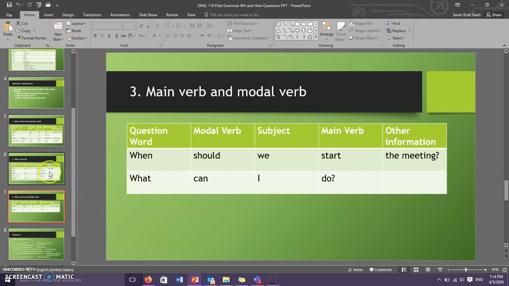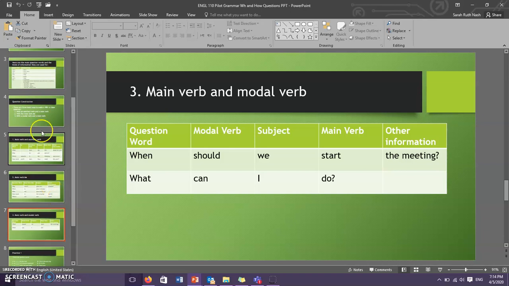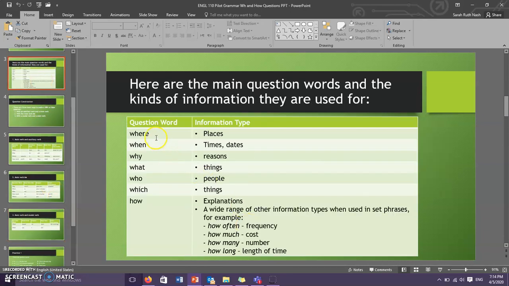Okay, so we have 3 different types of questions that we can make here. The main thing that I want you to focus on are these right here, and knowing when we use these. What does it mean when we say where? What are we asking? Right? If my friend calls and says, "Hey, meet me somewhere," or meet me at the coffee shop, I might say, "Where? What coffee shop?" Right?